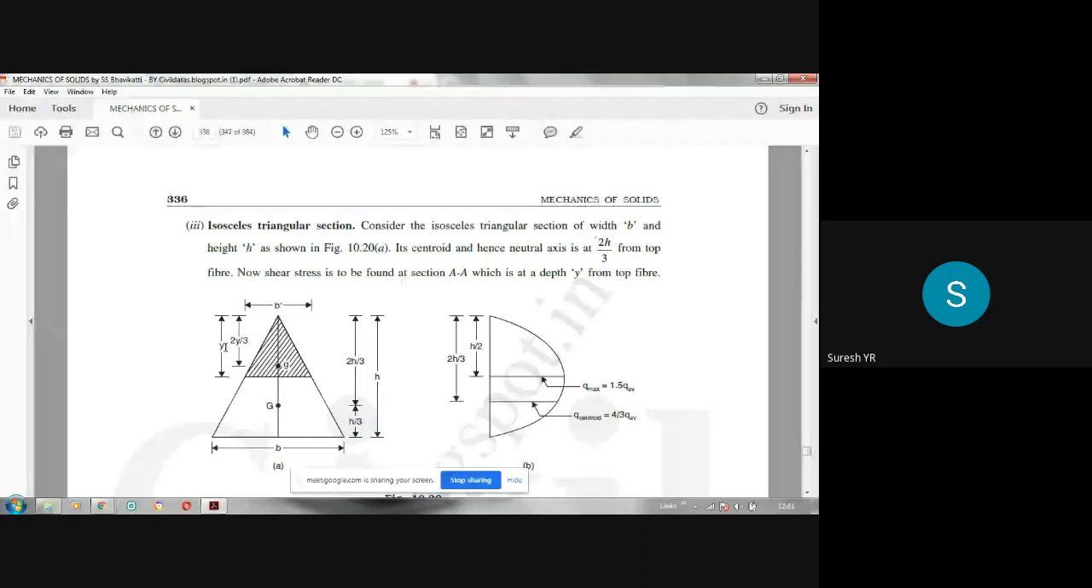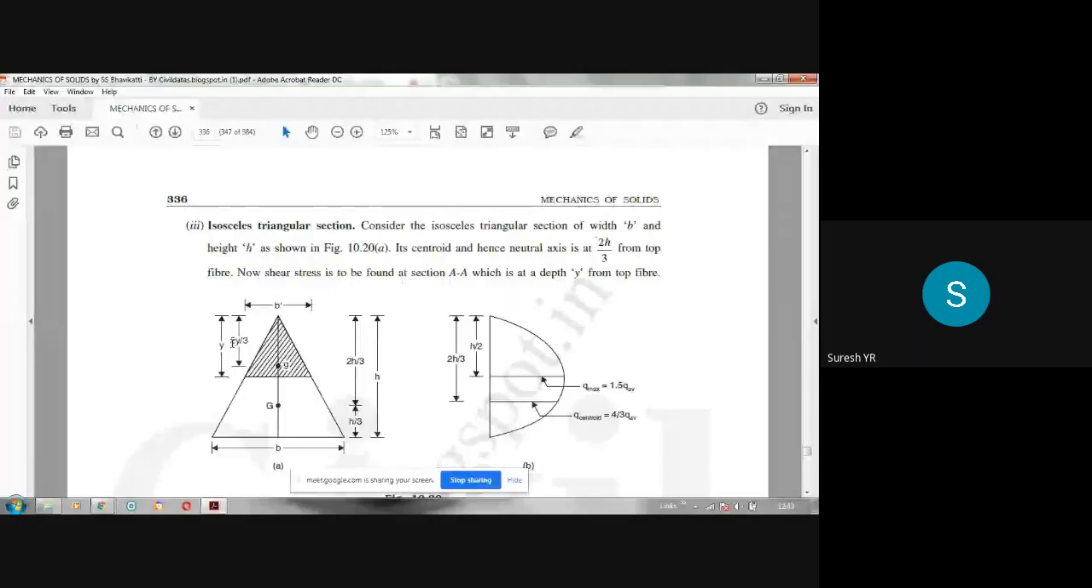To y divided by h. Similar triangle principle. B dash divided by B will be y divided by h. So from that you can get the value of B dash. So now let us plot the shear stress distribution for this triangular section.